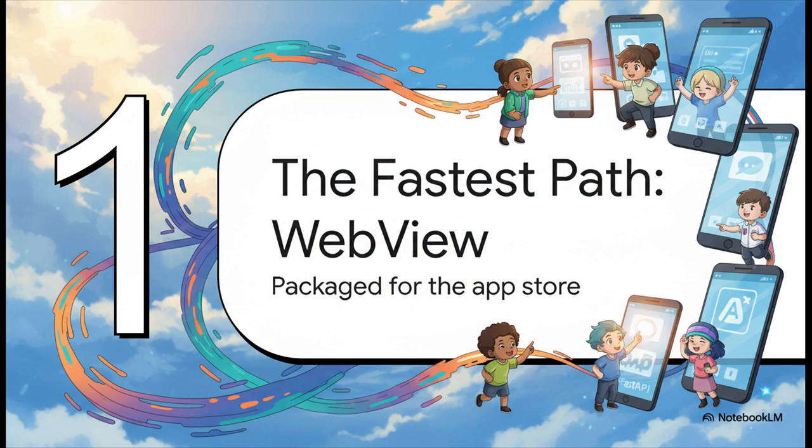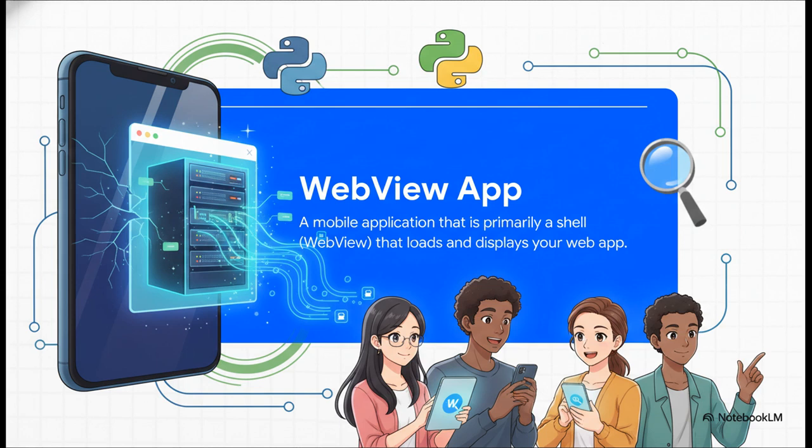Look, if your front end is already web-based, maybe you're using Streamlit, Dash, Gradio, or you have a FastAPI backend serving up some HTML, this is without a doubt your quickest path to getting an app into the store. So what exactly is a WebView app? The idea is actually pretty simple. Imagine your mobile app is just an empty shell. Its main job is to hold a special kind of web browser, one with no address bar, no buttons, that just loads your web application from a URL.